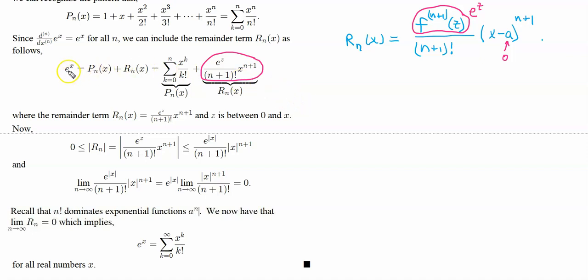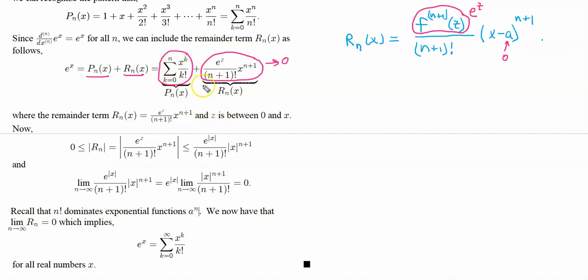And by Taylor's theorem, we can write e to the x as our nth degree Taylor polynomial plus the remainder term. And that's what we have right here. This is Pn, and this is Rn. Now we need to show that this approaches 0 as n goes to infinity. And then that will justify replacing this n right here with an infinity.